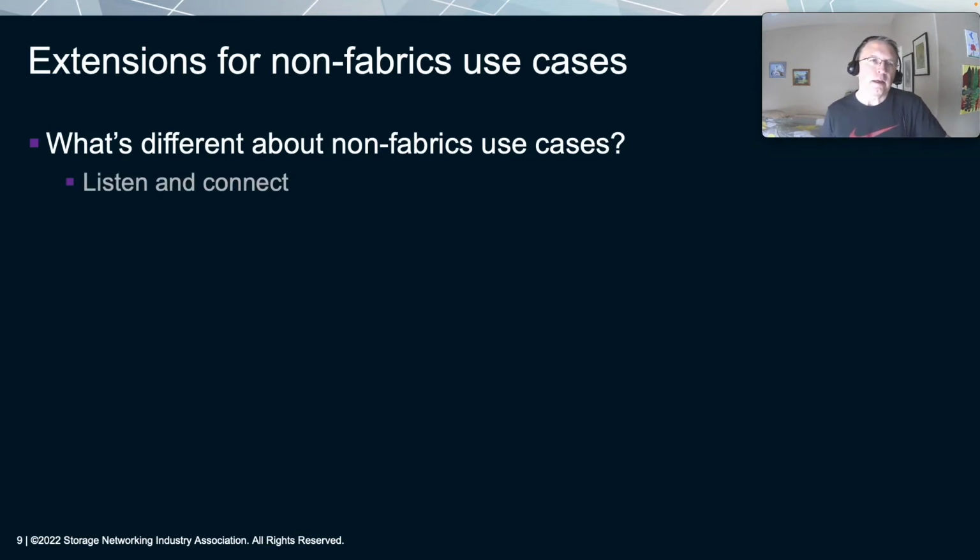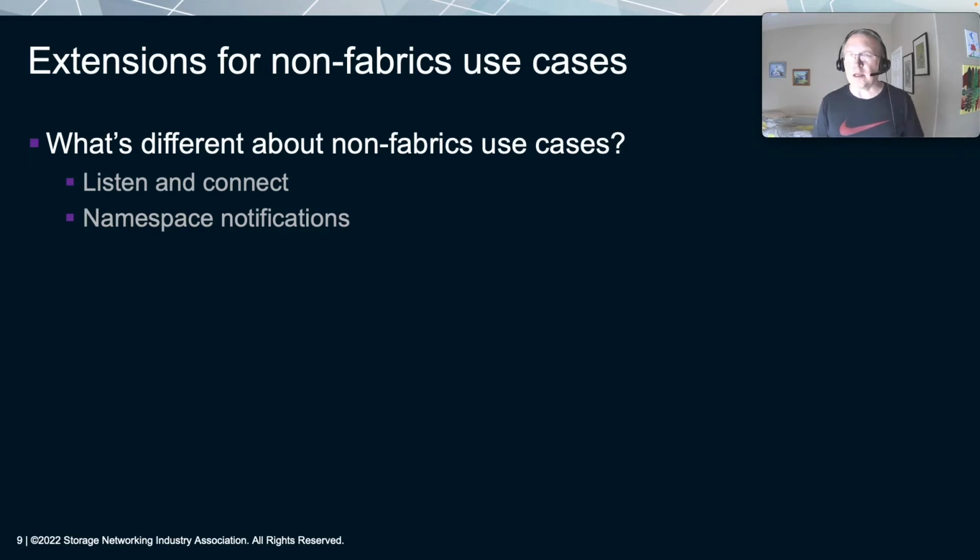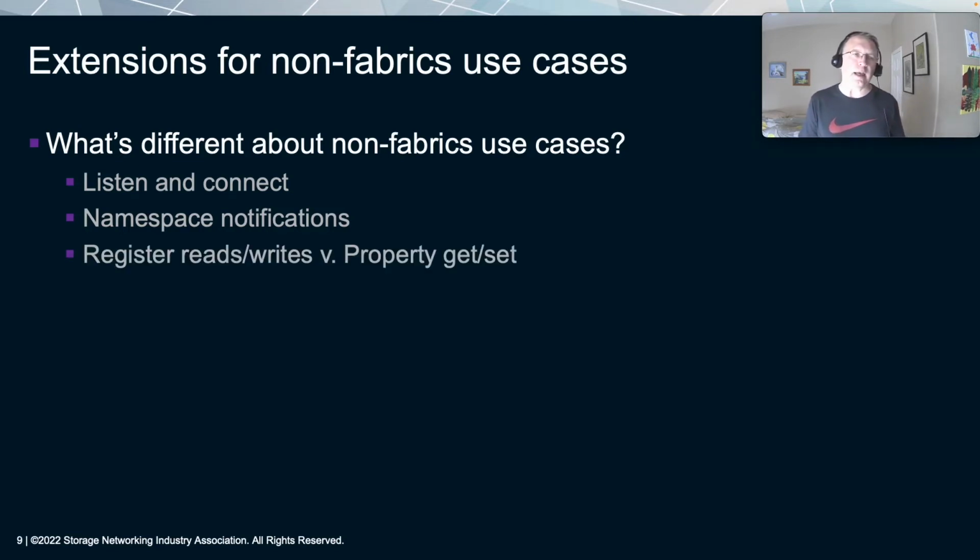And so the main one I'm going to talk about today is how listen and connect work for non-Fabrics use cases. It's very obvious how this works for Fabrics, but for non-Fabrics it's a little bit different. We have to do some different handling. How do we do namespace notifications? There are some extra things we sometimes need to do for IPUs. How do we handle that?